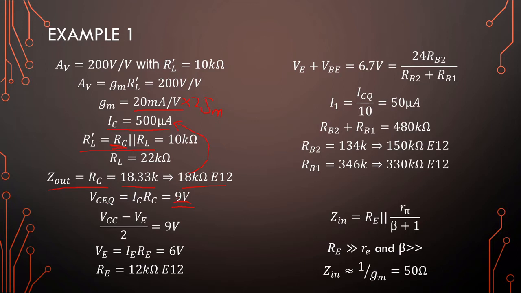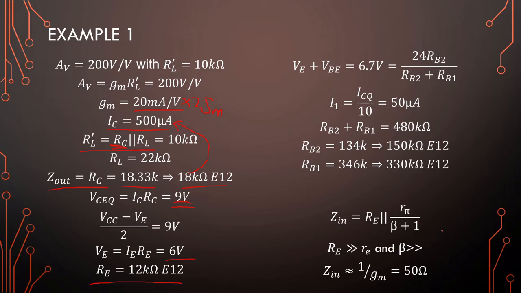So this is 9 and this is 9. 24 minus 18 is what? 6 volts. Okay, so we plug it into this equation, we will also get 6 volts, and that is our emitter voltage, and we can get our emitter resistance as 12 kilo ohms. Okay, so there's our first two resistors designed.